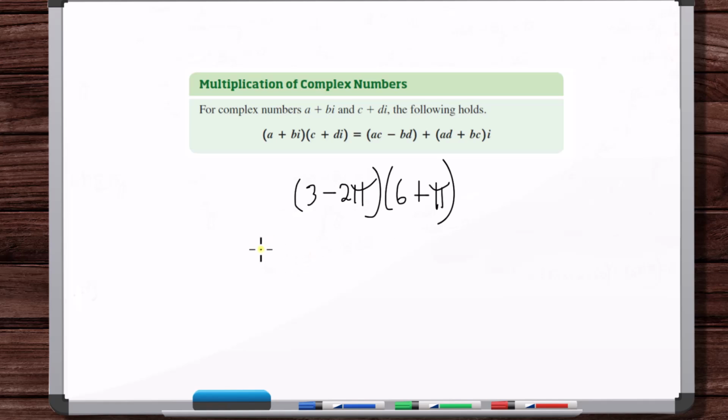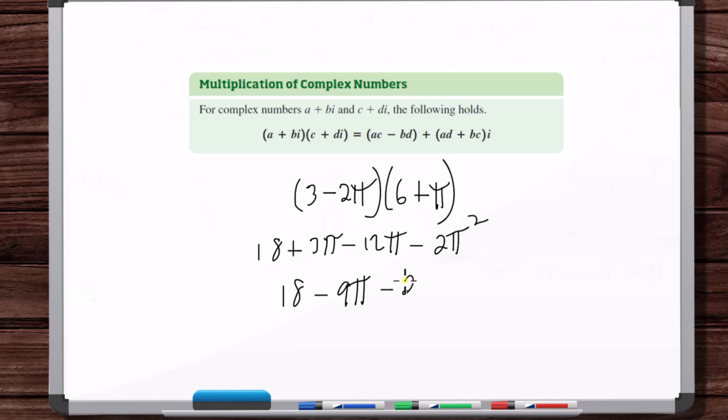Well, okay, we just distribute. 6 times 3 is 18 plus 3 pi minus 12 pi minus 2 pi squared. Okay, 18, 3 pi minus 12 pi is minus 9 pi minus 2 pi squared. And we'd be done here in the case of pi, but the only difference is with a complex number, we think about the meaning of i, that i squared is equal to negative 1. We just keep that in mind.